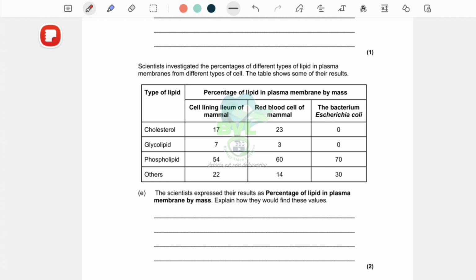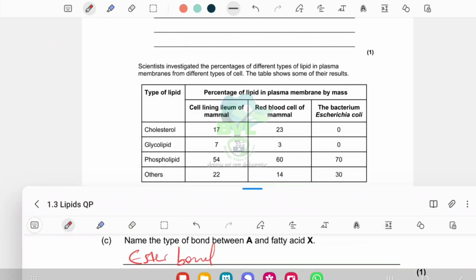Okay. Like all of this. So how will they express it for each of the organisms? Like how would it be done? 2 markers. Read the question again to further understand it.